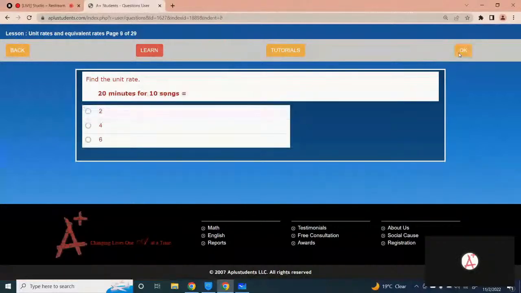Okay, 20 minutes for 10 songs. So how many minutes for one song? Yes, 10 times 2 is 20. So for one song you have 2 minutes. Got it? Just select the correct option and then click on the OK button.